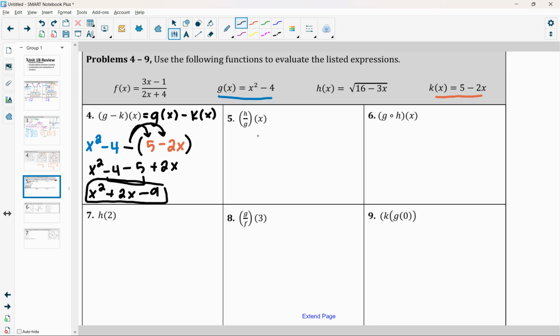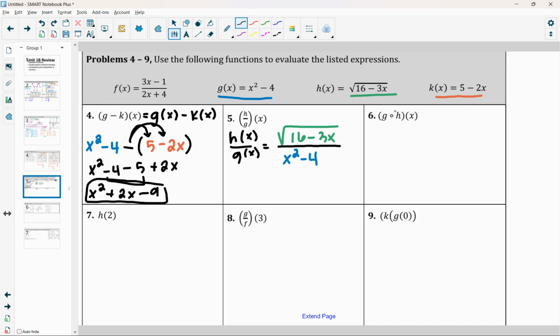For number 5, you're just dividing the functions. So this is, again, just like h of x divided by g of x. And so our h function is this one. So we just have the square root of 16 minus 3x. And then our g function, again, is the x squared minus 4. And we wouldn't simplify that. We would just leave it like that. So that's your final answer.